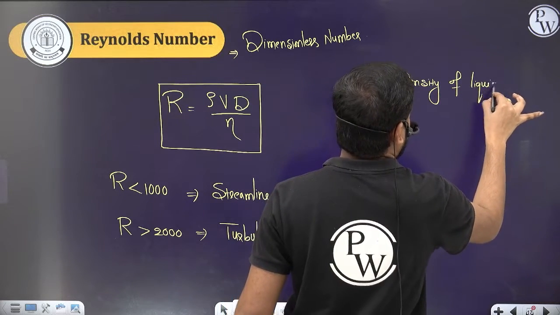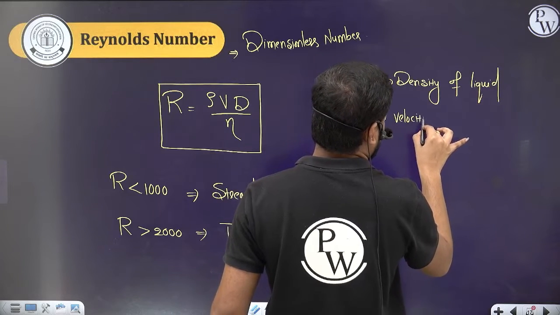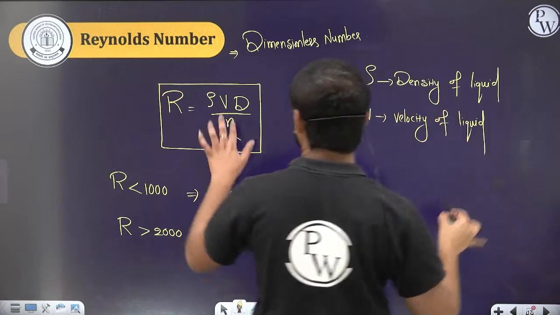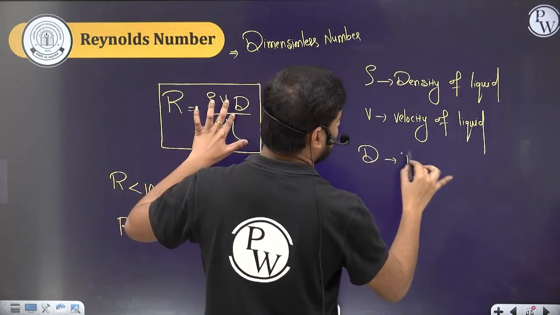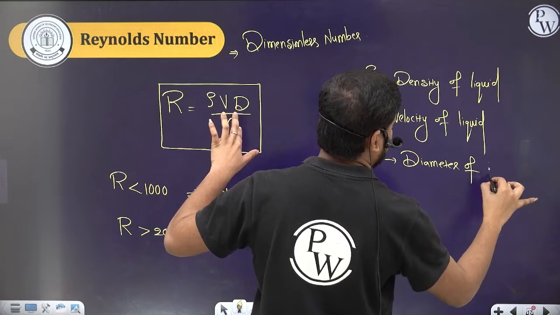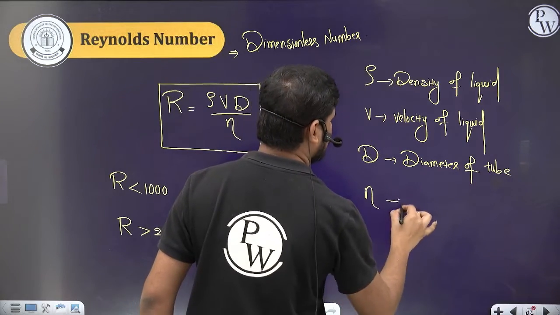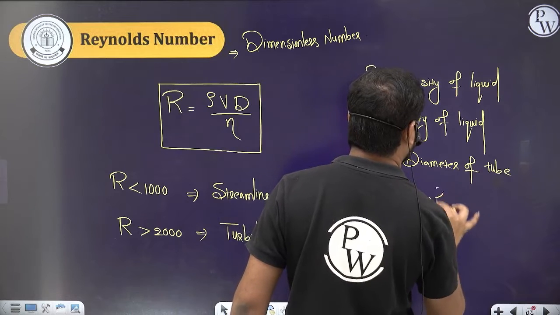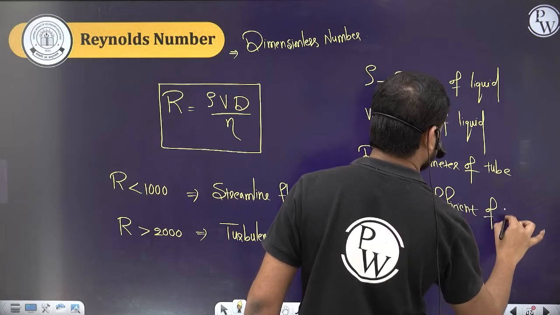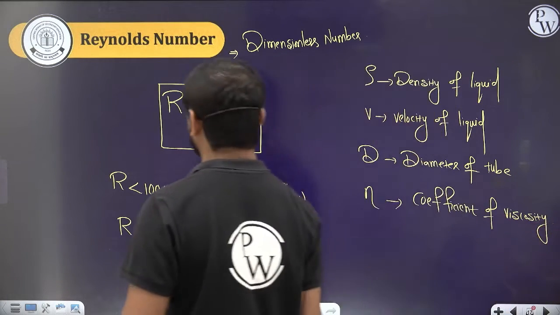Write down. So v is the velocity with which it is flowing. And let's suppose it is flowing in a tube, so d is the diameter of the tube. Done? Yes. Then we have eta, the coefficient of viscosity. Again, we are going to discuss this in the upcoming classes. So this is the coefficient of viscosity.